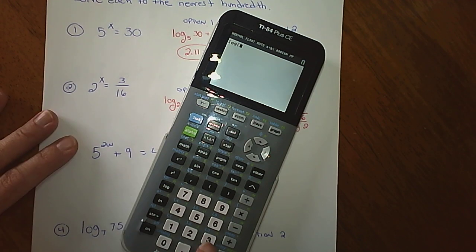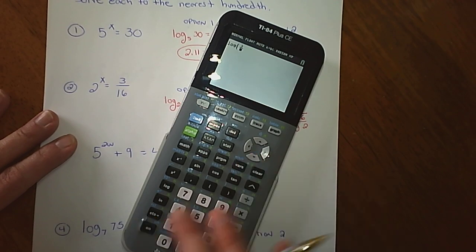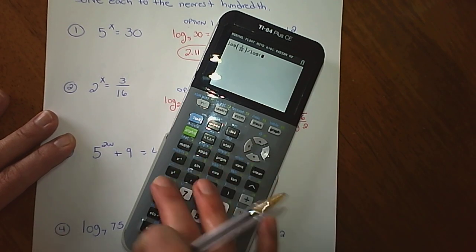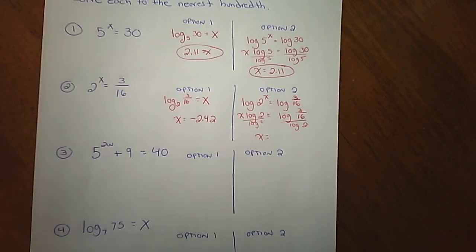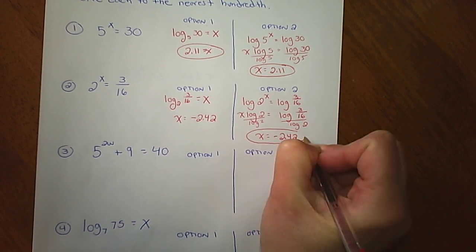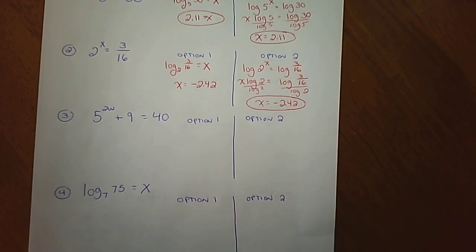So log, what was it, fraction, 3 over 16, right? Close the parenthesis, divided by the log button 2. And I'm getting the exact same answer, so that's always a good thing. All right, so let's take a look at the next one now.